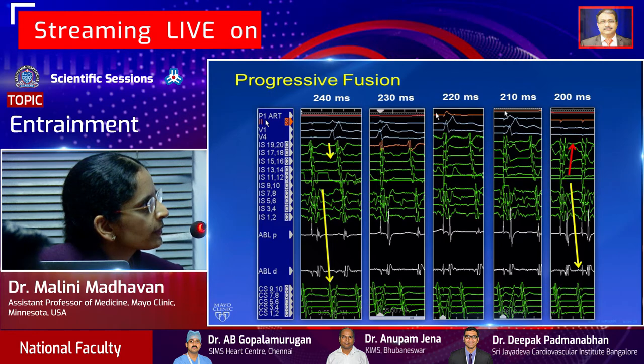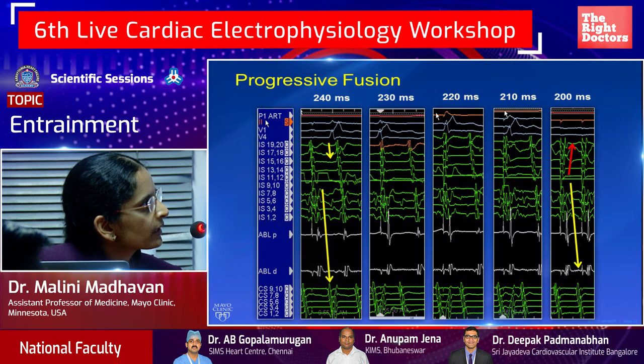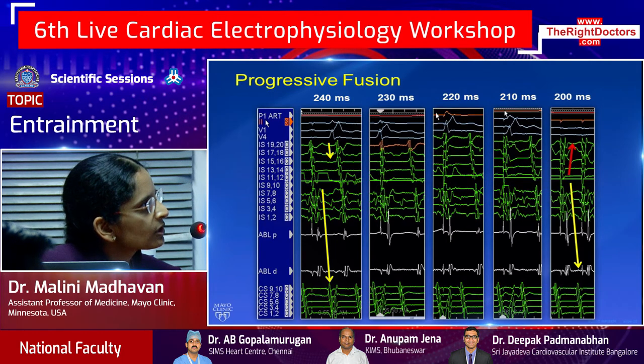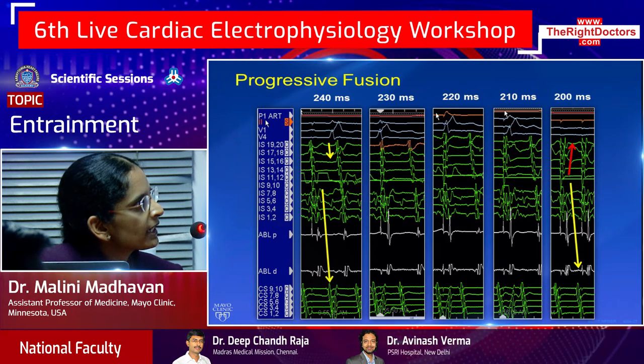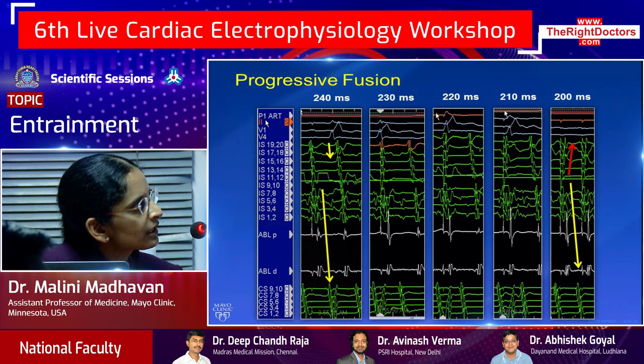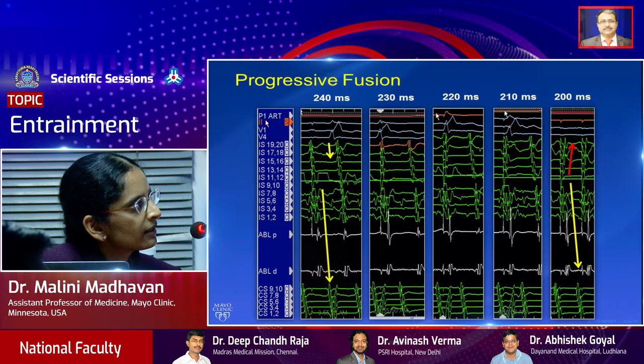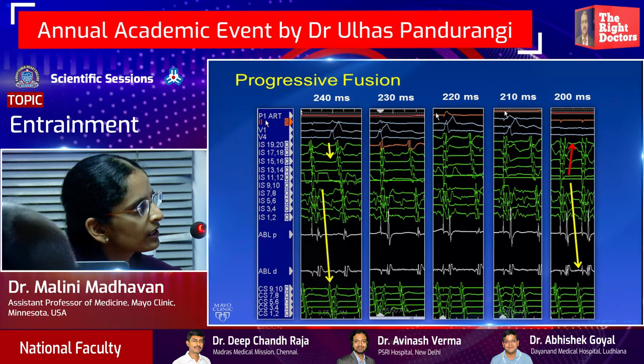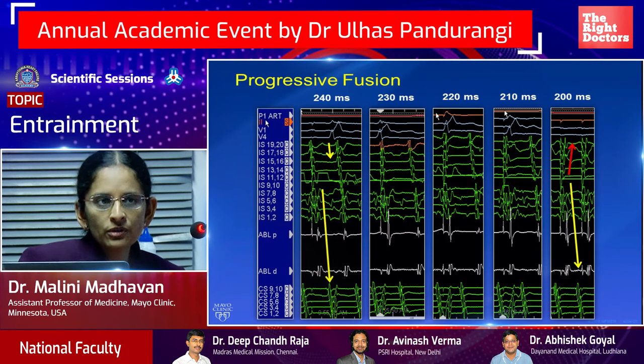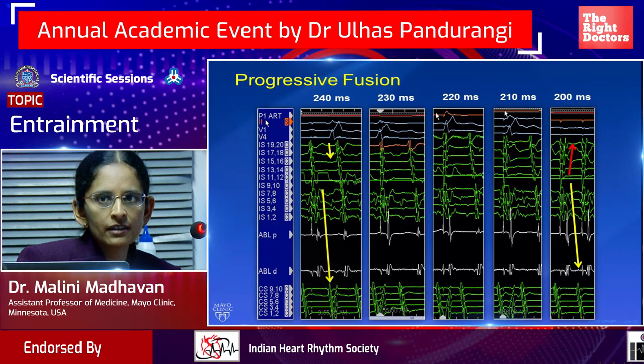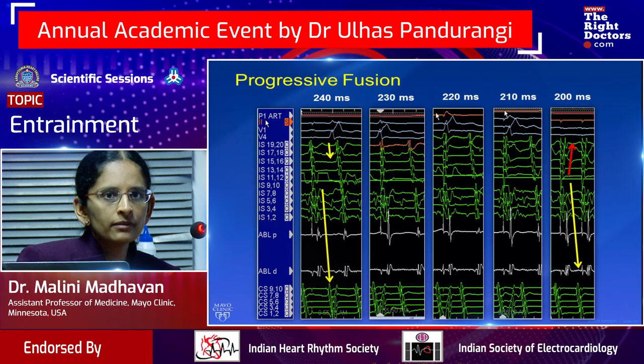There is some orthodromic capture here of some of the electrograms, but this part here going up this way looks like pacing. By the time you pace much faster at 200 milliseconds, most of it looks like pacing, right? So this is going this way, this is going this way, and most of it looks like pacing. So that's progressive fusion during tachycardia. Does that make sense so far?